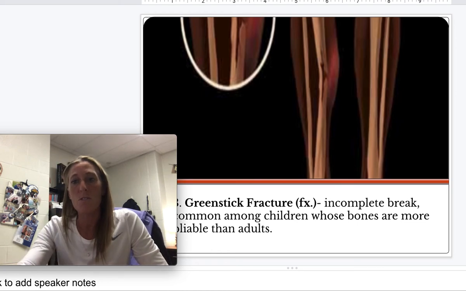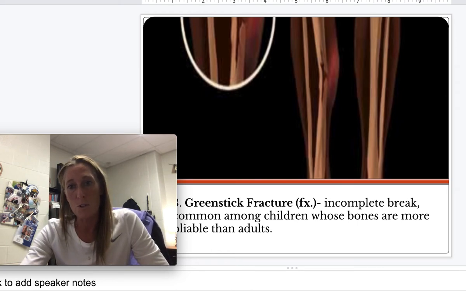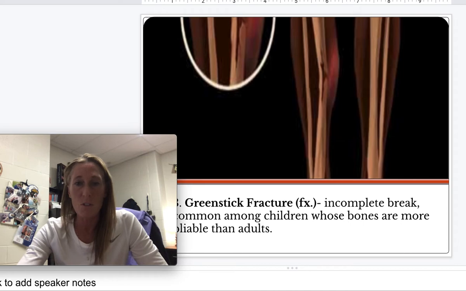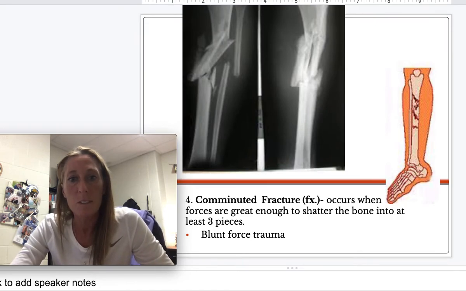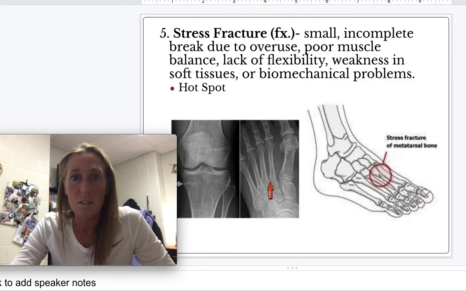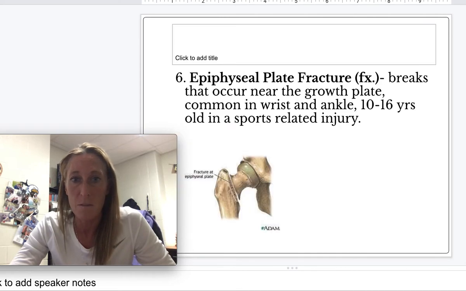Greenstick fracture, that's in adolescents or children whose bones are slightly pliable still, and it breaks and it looks like this, like if you were to break a stick that still has life to it. A comminuted fracture is when a bone breaks into 3 or more pieces. A stress fracture is a small, it can be incomplete break due to overuse, poor muscle balance, or lack of flexibility. Epiphyseal growth plate fracture.